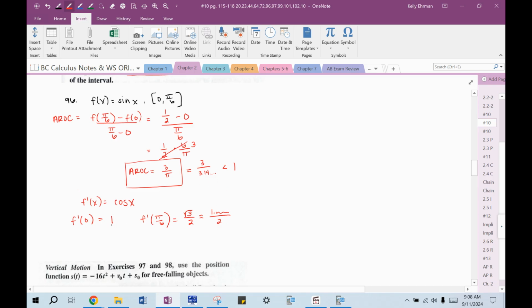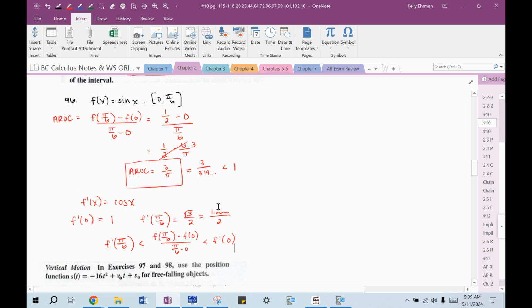This is 1, obviously. So if I'm comparing these, I can say, okay, let's see. The smallest number is the one that's 1/2. So f prime of pi over 6 is the smallest. And then the middle number is the one that's close to 1, but not quite. So that's the average rate of change, f of pi over 6 minus f of 0 over pi over 6 minus 0. And that's less than f prime of 0, which was exactly 1.